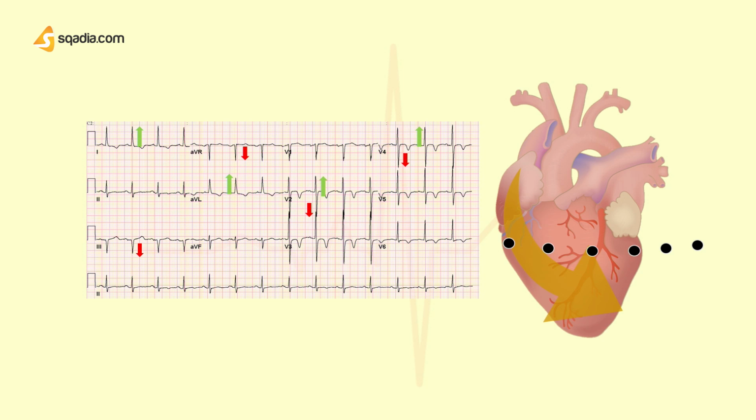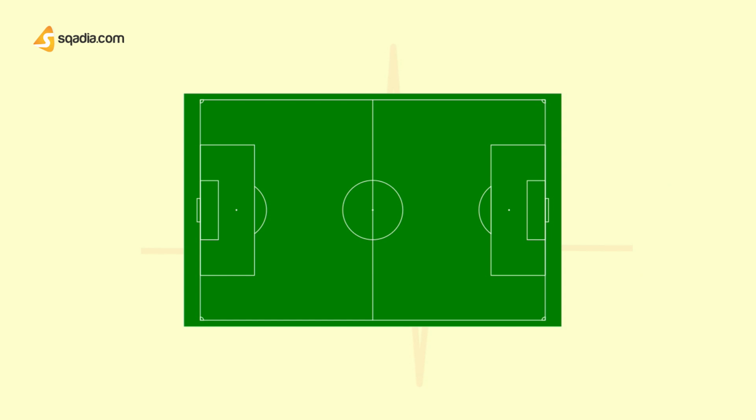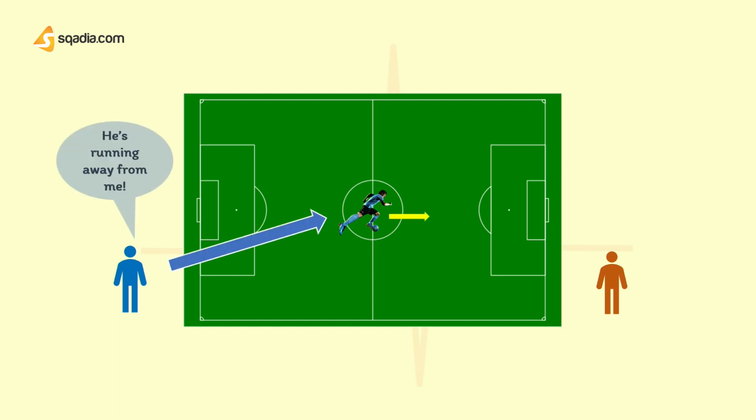Now, let me try to put this into a different context. If two people are watching a football match from different parts of the stadium, and a football player runs from one end to the other, one person will say the player is running away from him, and the other will say he is running towards his direction. You see, both of them are right, but just see it from a different point of view.